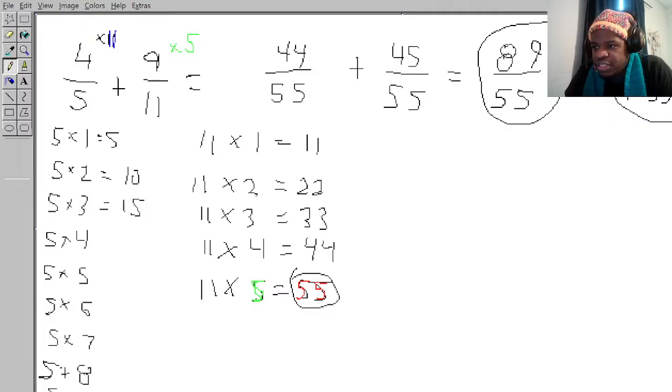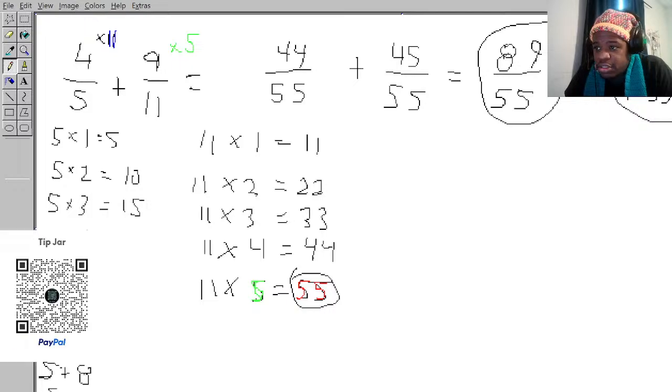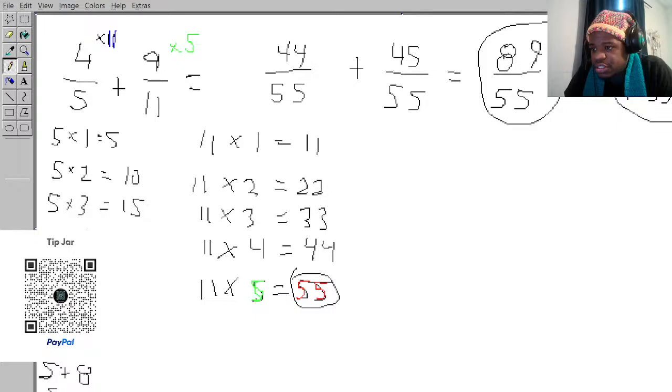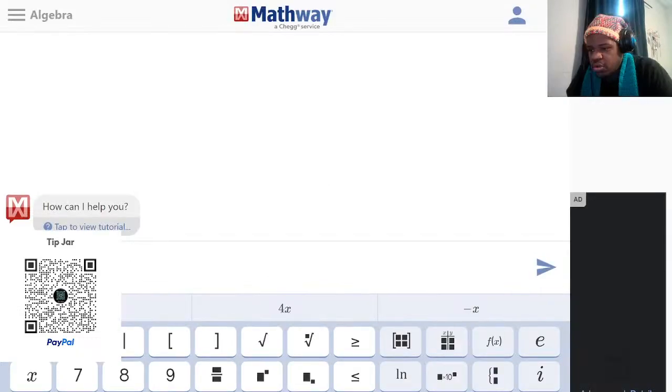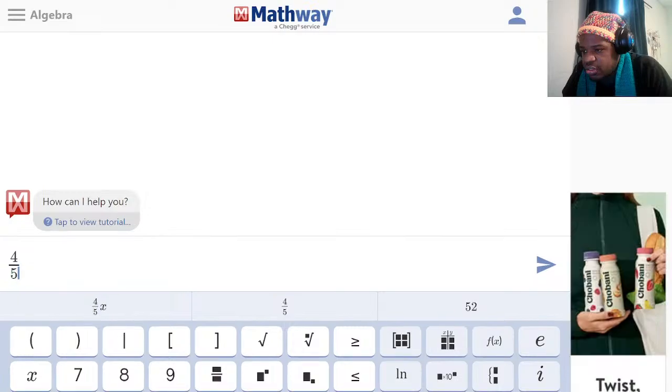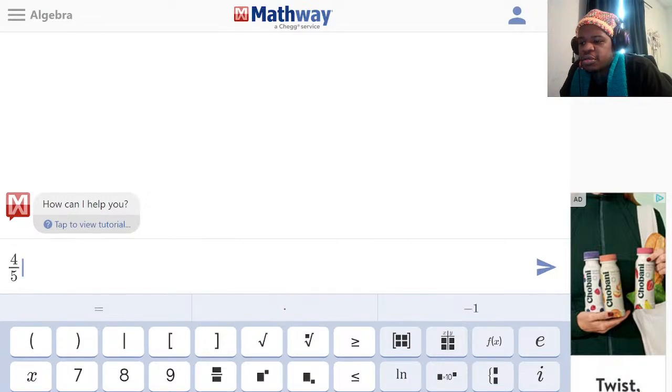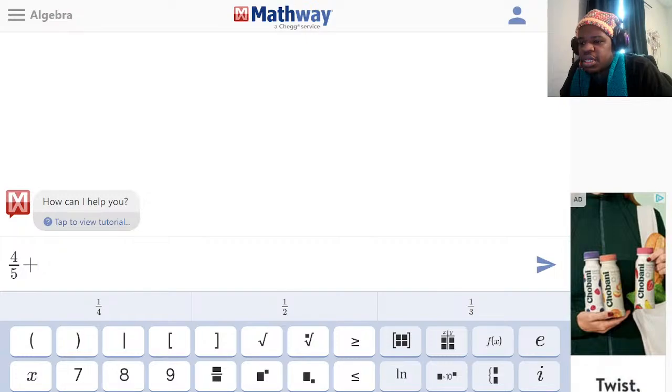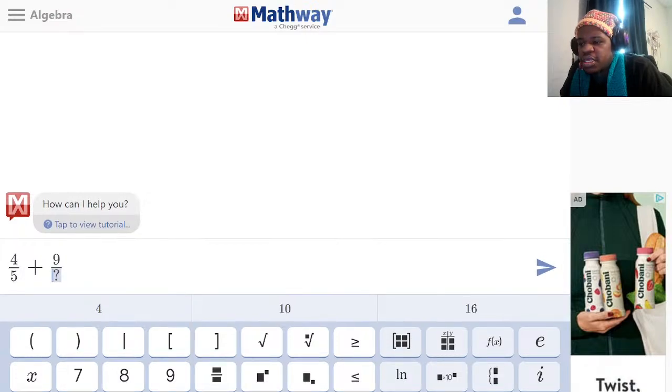For 4 over 5 plus 9 over 11, this is my work, and we're going to use a calculator to check it. So 4 over 5 plus 9 over 11, that's the original problem. We're going to use this calculator called MathWay. 4 over 5, sorry, a lot of things are blocking me. 4 over 5 plus, was it 9 over 11?